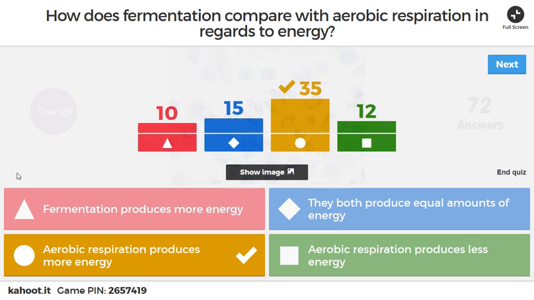All right, and aerobic respiration is going to produce more energy. Fermentation does not produce more energy. It actually produces a lot less. So they don't both produce equal amounts of energy, and aerobic respiration doesn't produce less energy.